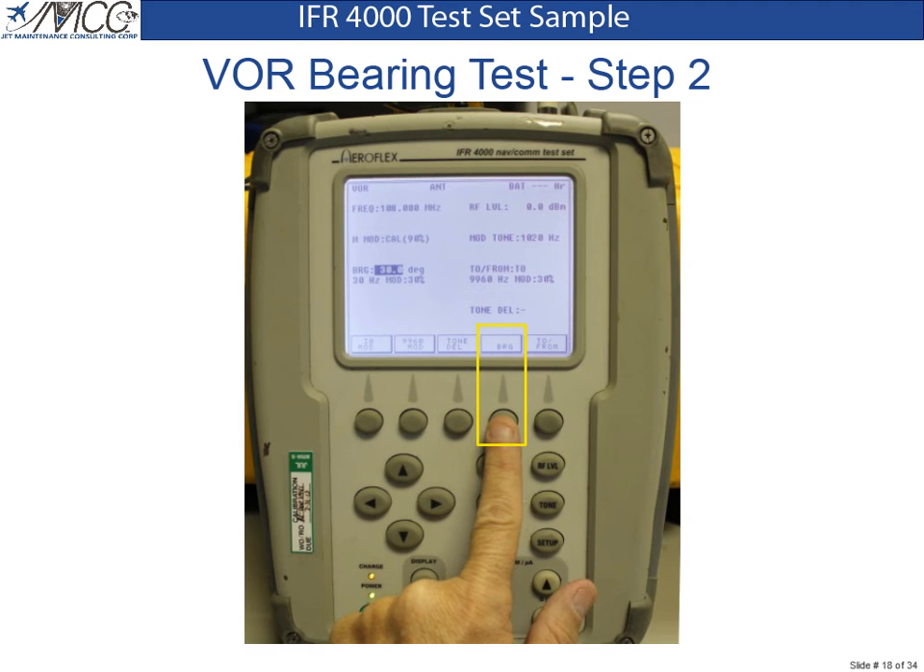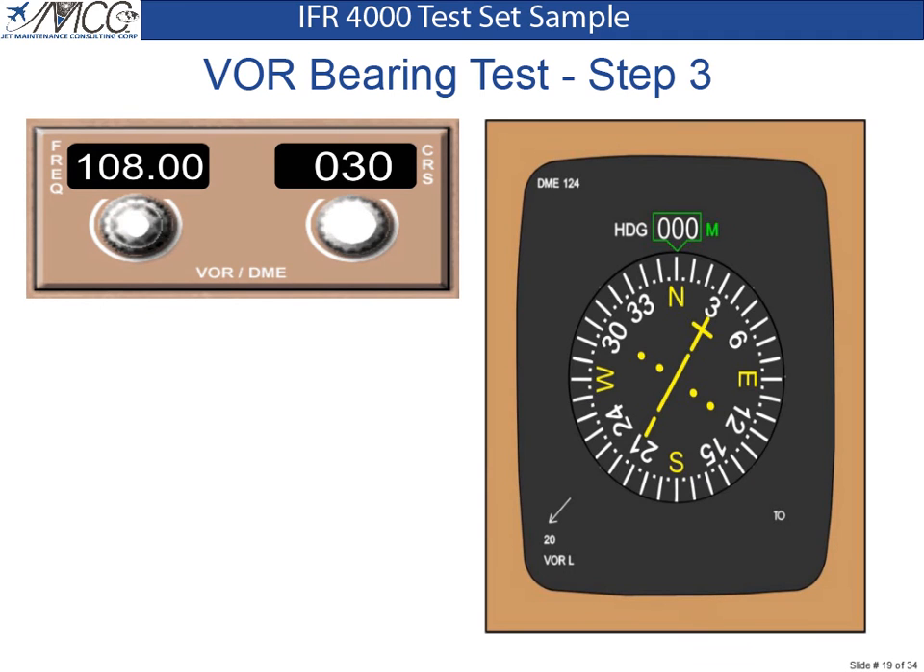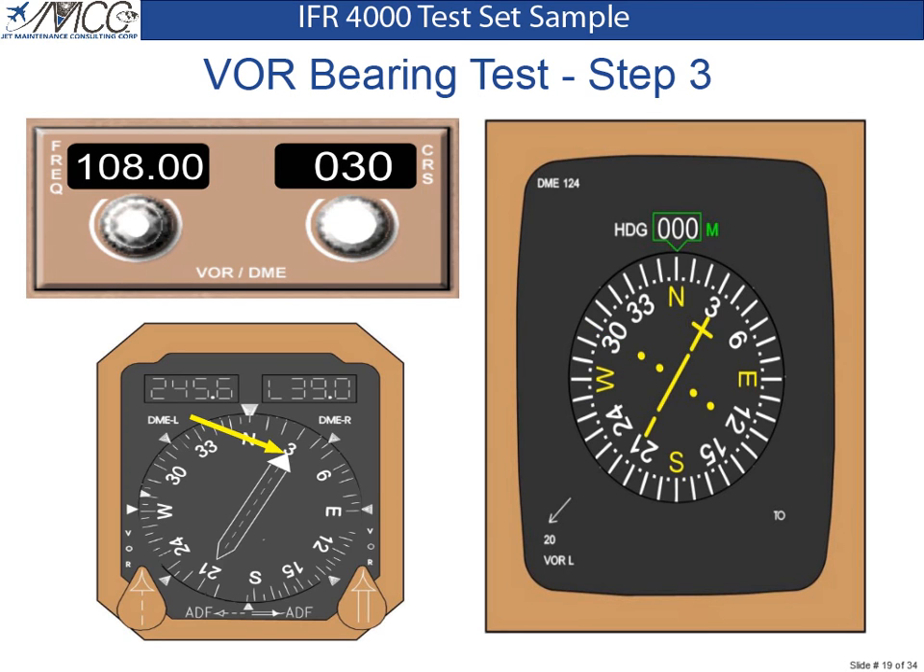Press the bearing soft key again to display a bearing of 30 degrees on the test set. Verify the course deviation indicator on the HSI centers with the course pointer set to 30 degrees. Also verify the VOR pointers in the RMI point to 30 degrees.